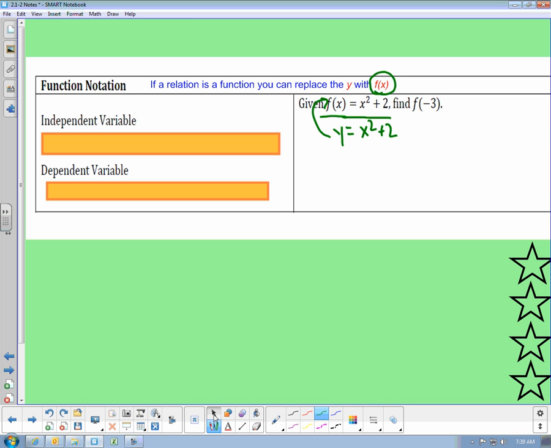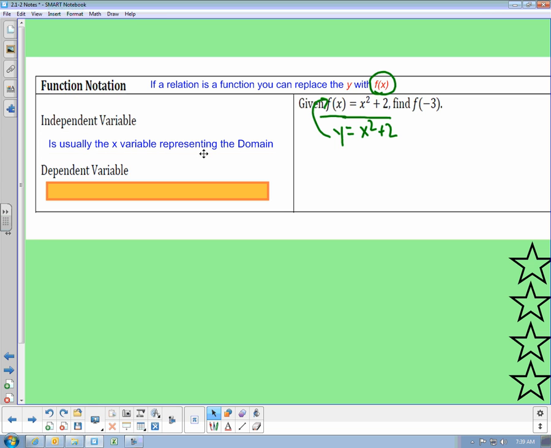So the independent variable in function notation is always x. X is the independent variable. It's the domain of the relationship. And then the dependent variable is y, which we've now replaced with f of x. So y is going to be our dependent variable, which is usually the range.